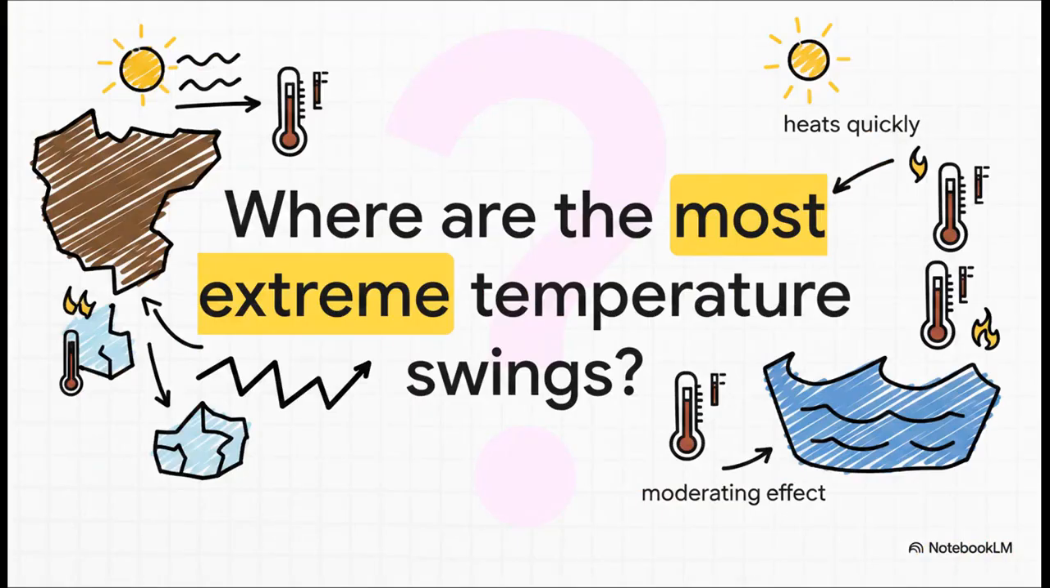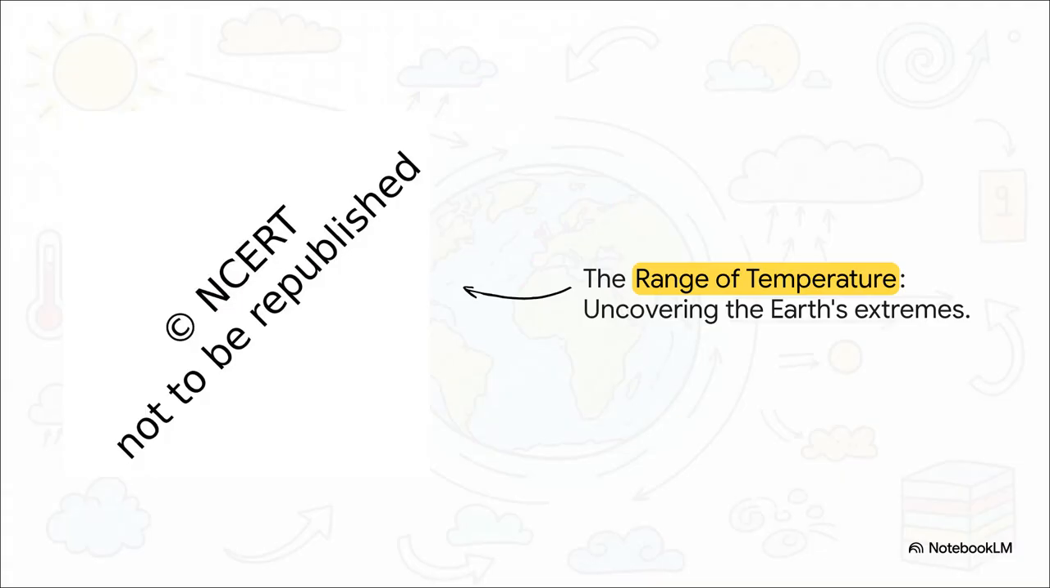Before we show the final map, I want you to test yourself. Based on everything we've just covered about how land heats up quickly and cools down quickly, compared to that nice moderating effect of the sea, where on Earth would you expect to find the most violent swings in temperature over the course of a single year? Let's see if you hit the nail on the head.